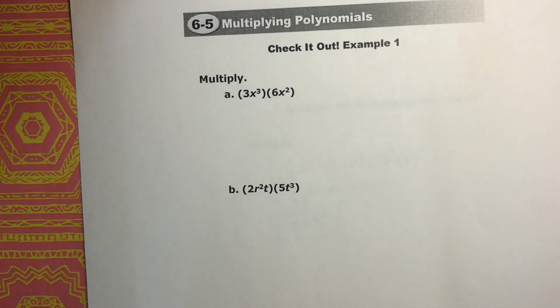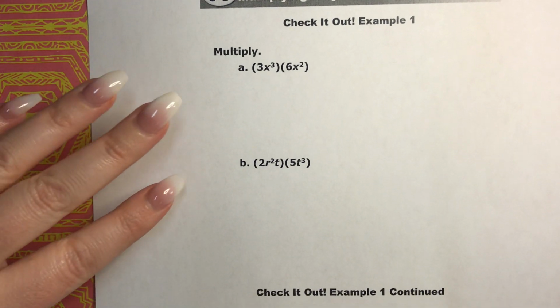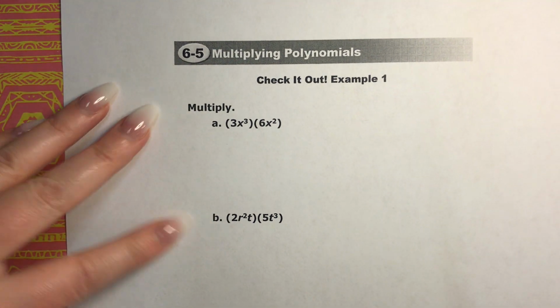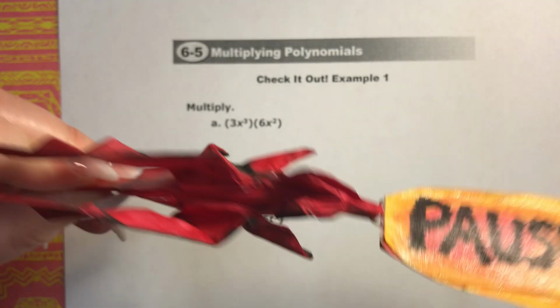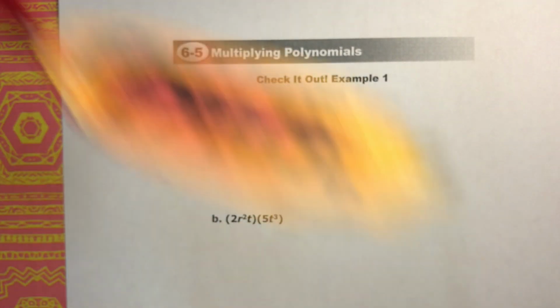Okay, let's go ahead and look at the next one. Check it out. Example 1. I want you to go ahead and try A and B. Here is my friend, the pause dragon. I need you to pause your device. When you get done, press play and we'll go over it together. All right, see you in a bit.